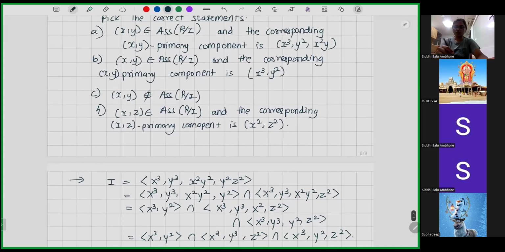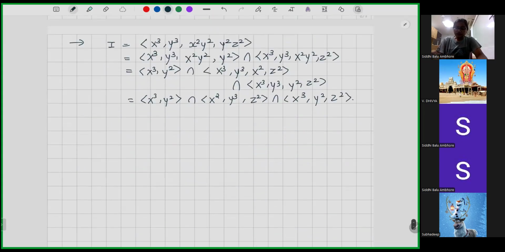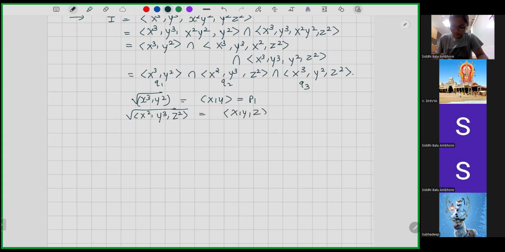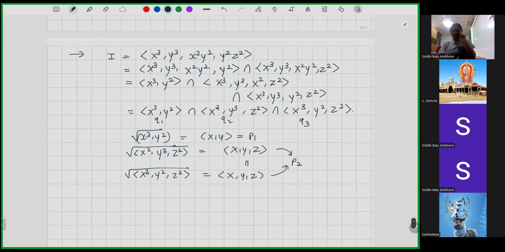So first, check for associated primes, primary. The radical of x cube y square is the ideal (x, y). Call them q1, q2, q3. So this is my first associated prime. The radical of y cube z square is this ideal. And the third one is x cube y square z square again, and its associated prime is also this. Let us call them P2. So it has two associated primes, (x, y) and (x, y, z).